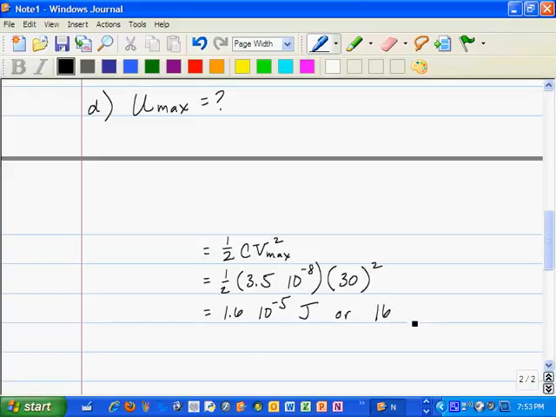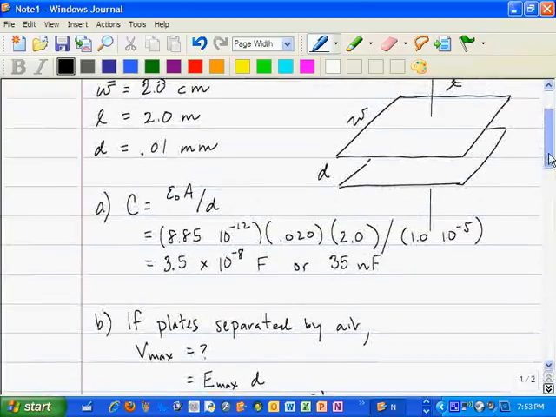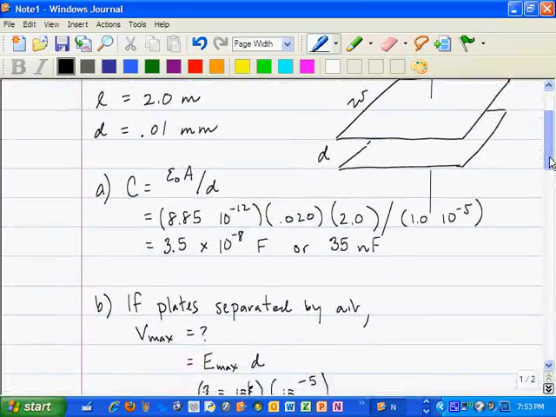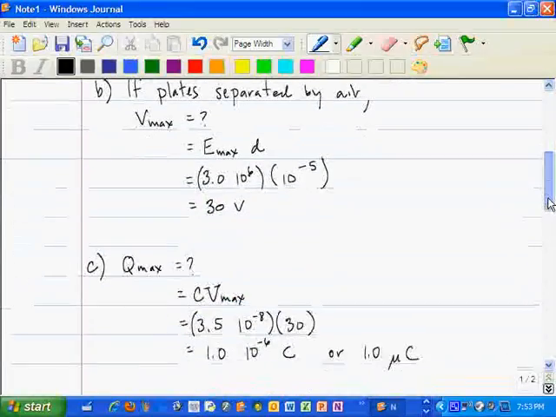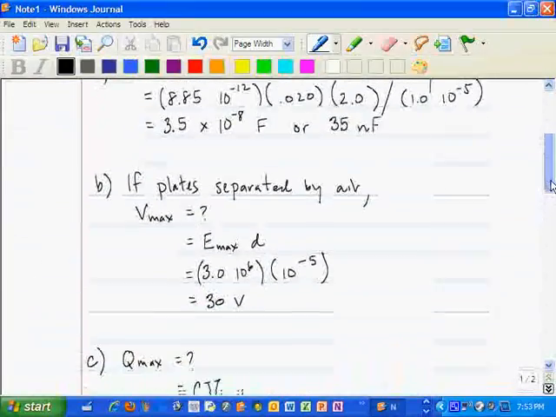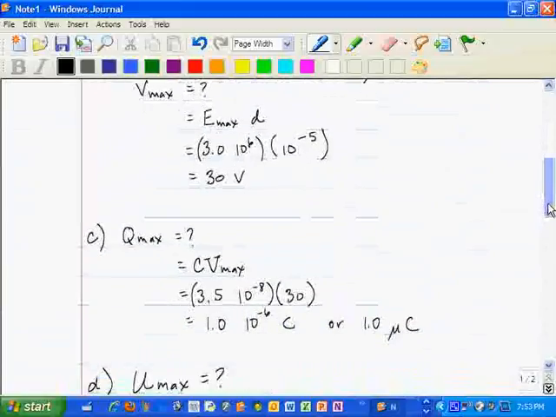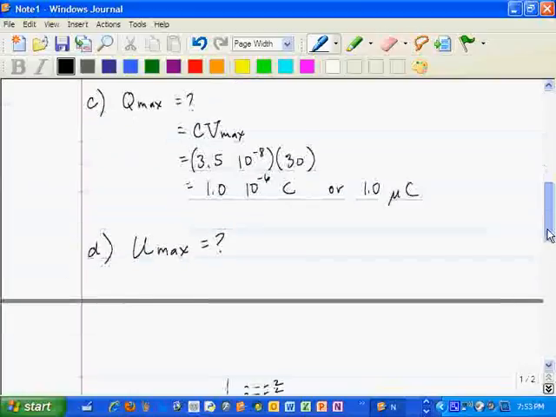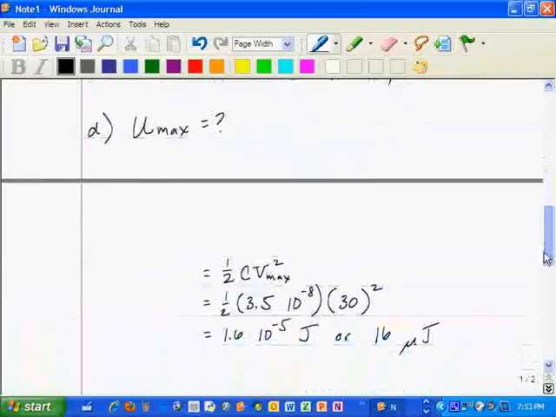So really, just starting from the dimensions of the capacitor, if we assume that it's separated by air, we can then go through and pretty much calculate the parameters of the capacitor: what its maximum operating voltage will be, how much charge we can store on it, and how much energy we can store in between the plates of the capacitor.